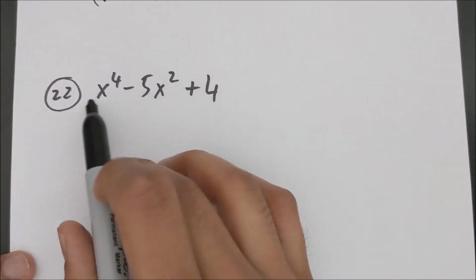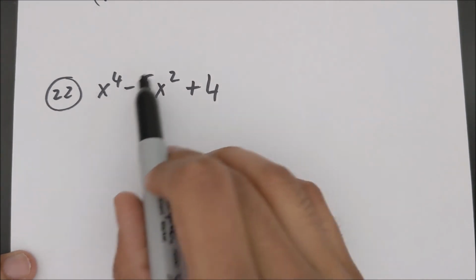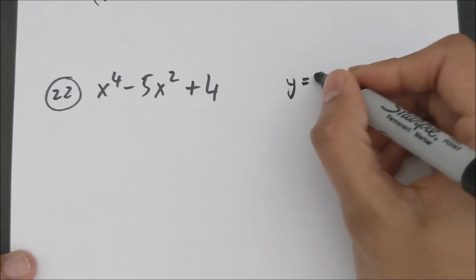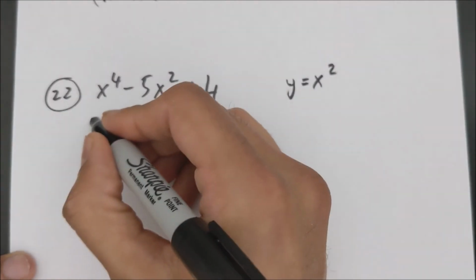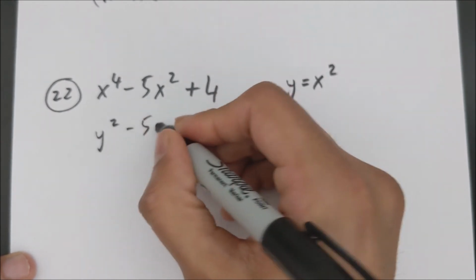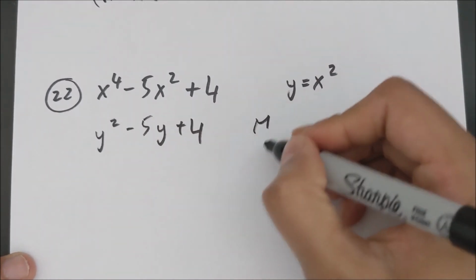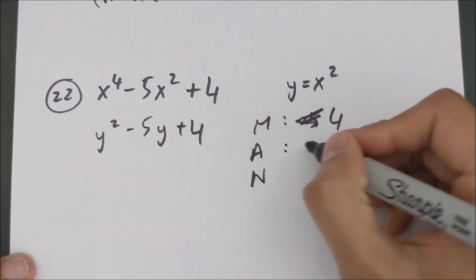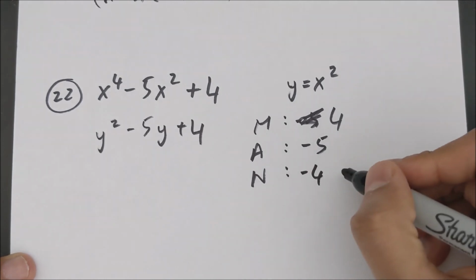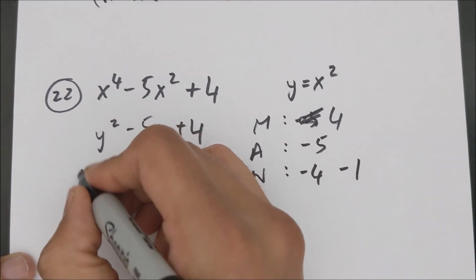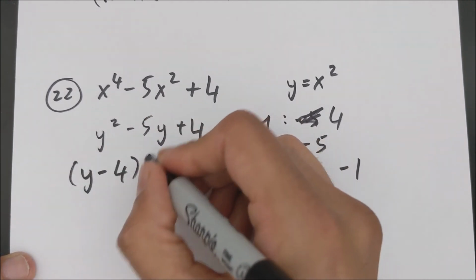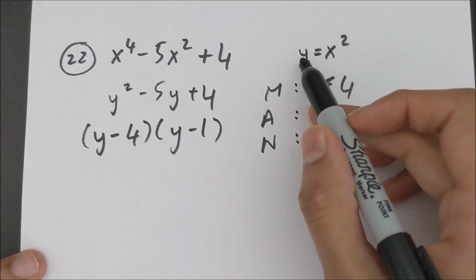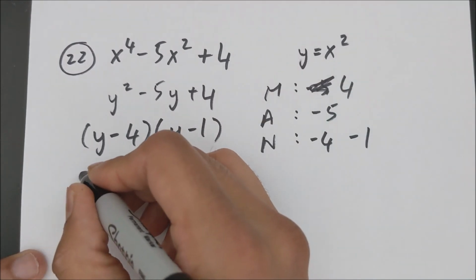And this last one here, a bit of a difficult one, but again, not too hard. You have x⁴, x squared, and then a constant. So I'm going to replace y with x squared. So this is going to become y squared minus 5y plus 4. Now I can do my X method on this. Product 4, sum -5, my two numbers are -4 and -1. So I have y minus 4, y minus 1. Now once I've factored this, I want to replace my y's back with x squared, because that's what was in the question.